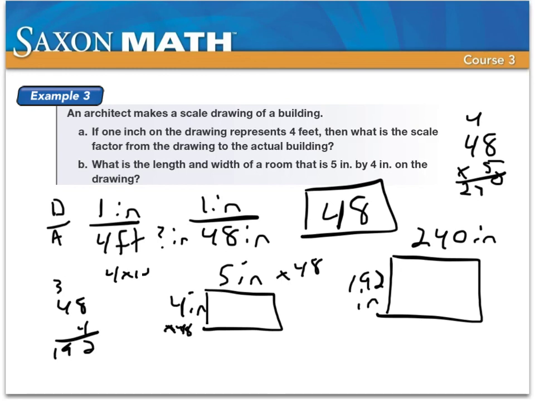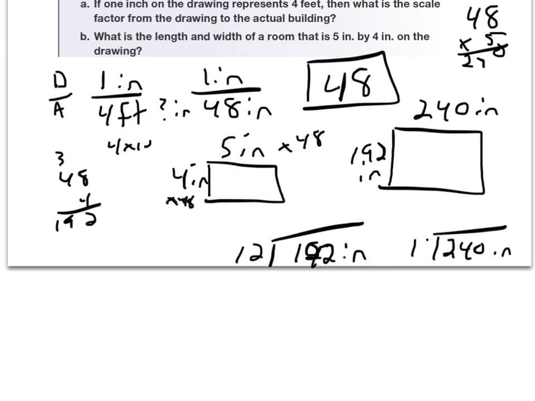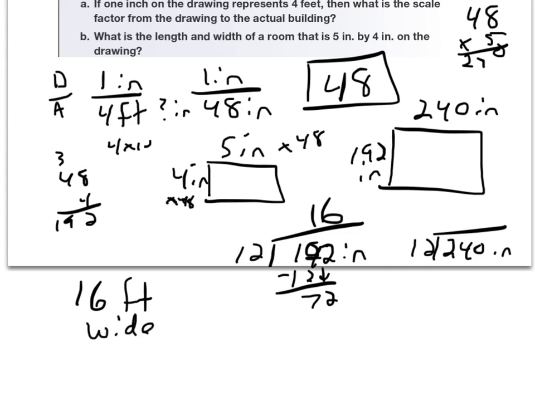So I could say that the length is 240 inches and the width is 192 inches, but it would make a lot more sense in real life to make it in feet. So now I'm going to take 192 inches and divide it by 12, and I'm also going to take 240 inches and divide it by 12. Well, 12 goes into 19 once, and I subtract and get 7, bring down the 2, and it goes in there 6 times. So that means it's 16 feet wide, and then 12 goes into 24 twice, and 12 goes into 0 0 times. So 20 feet long.